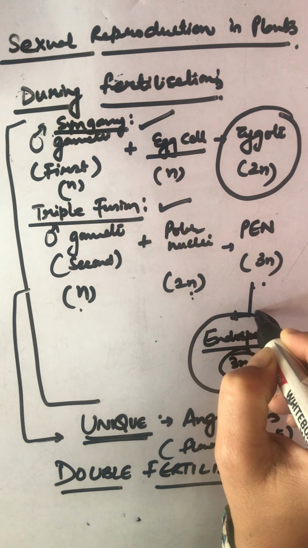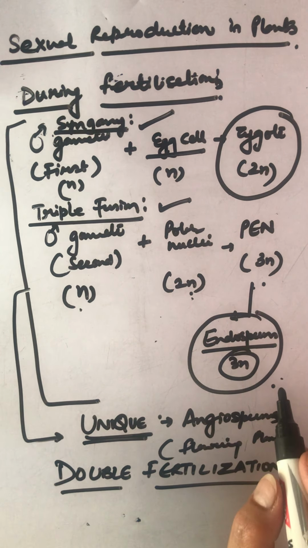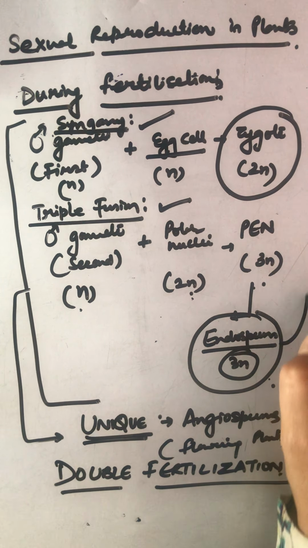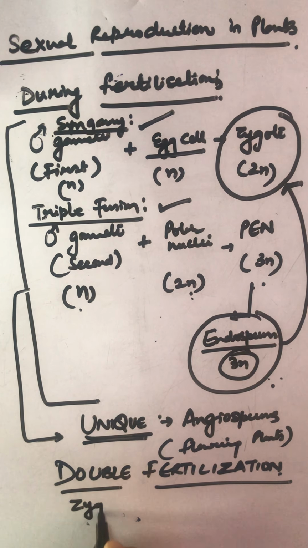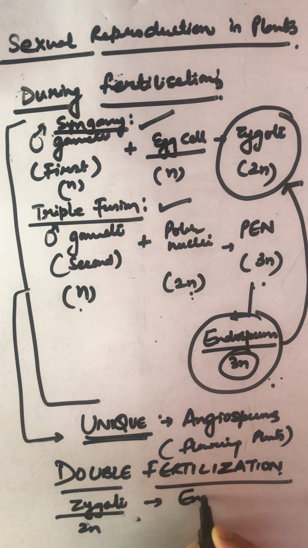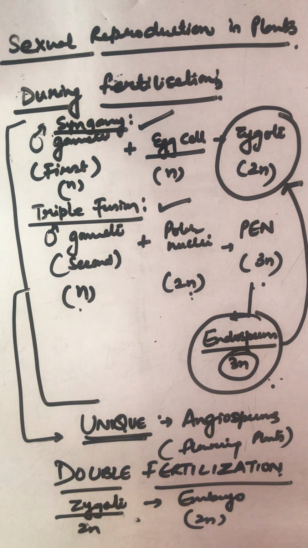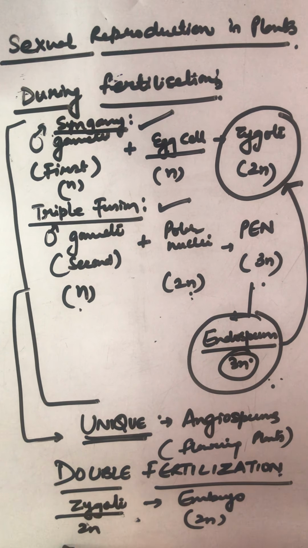What is the purpose of this endosperm? The process of triple fusion which has formed this endosperm is helpful for the nourishment of this zygote. Now, the zygote which is formed here will develop into an embryo. Alright? And when this develops into an embryo, the entire endosperm is going to nourish it.